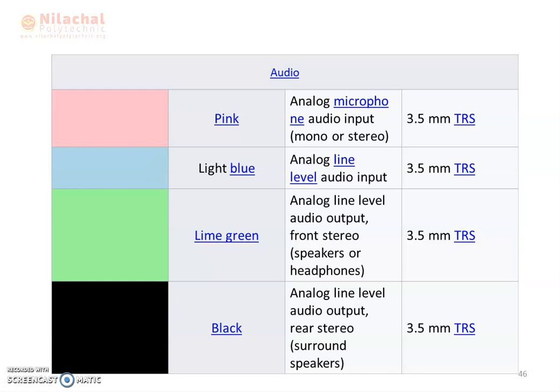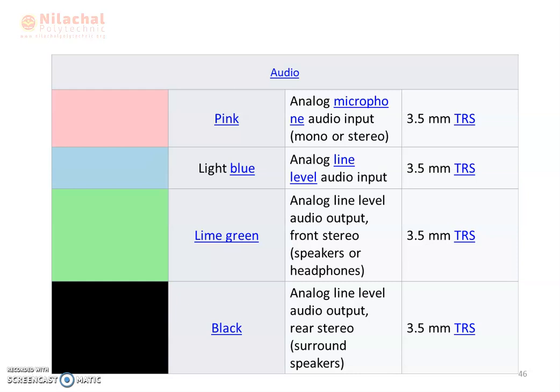Next, we will be discussing some audio ports or audio connectors. A pink color port is a phone connector, which is used for connecting analog audio signals or analog microphone audio inputs. It can be either mono or stereo, which means the sound signal can be either one, then it's mono, or more than one, which is stereo. It has connections to the PC with a 3.5 mm TRS phone connector.